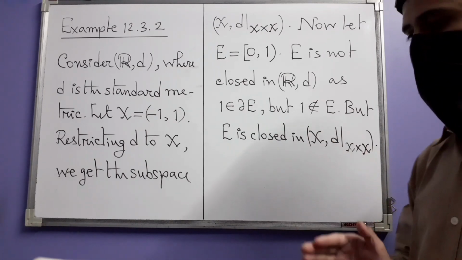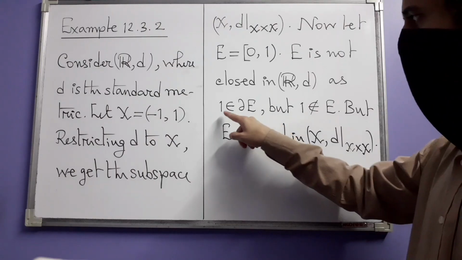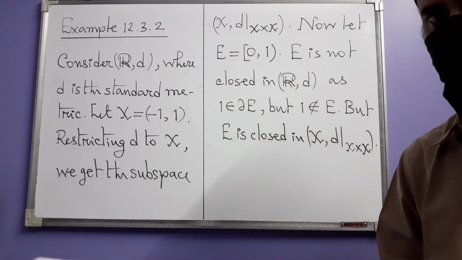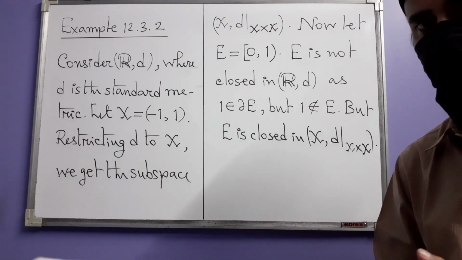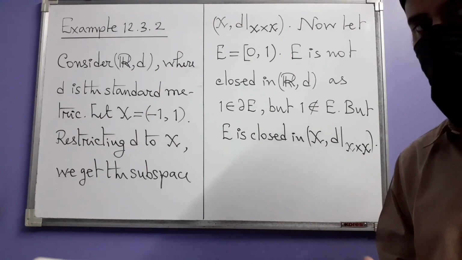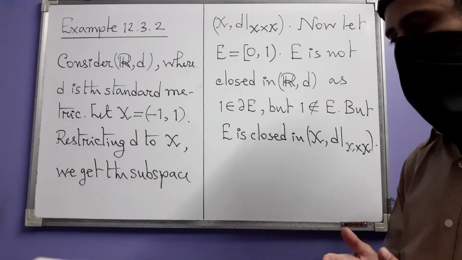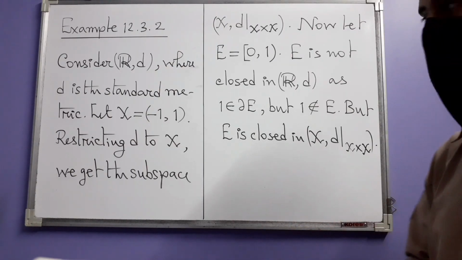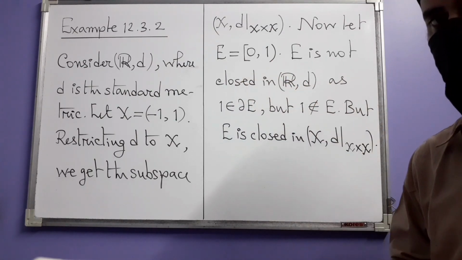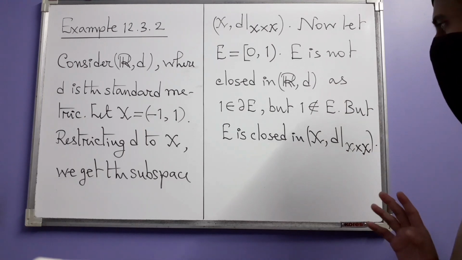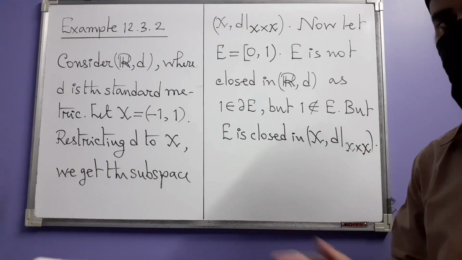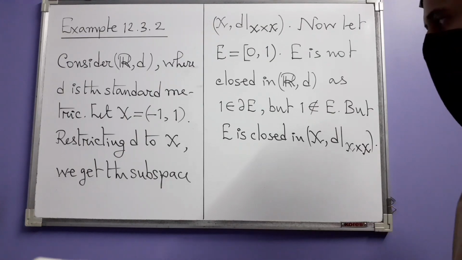You go back to the definition of boundary points and show that 1 is neither an interior point of E nor an exterior point of E, and that is why it has to be a boundary point of E. But 1 does not belong to E. By the definition, a closed set is a set which contains all of its boundary points. So that is why E as a subset of (R, D), or as a subset of R, is not closed. But E is closed in this subspace. Let's see also exactly how.